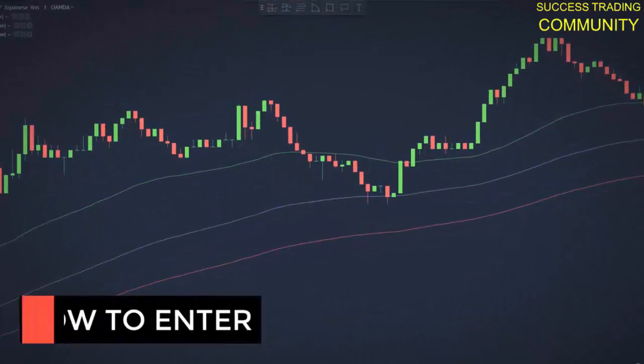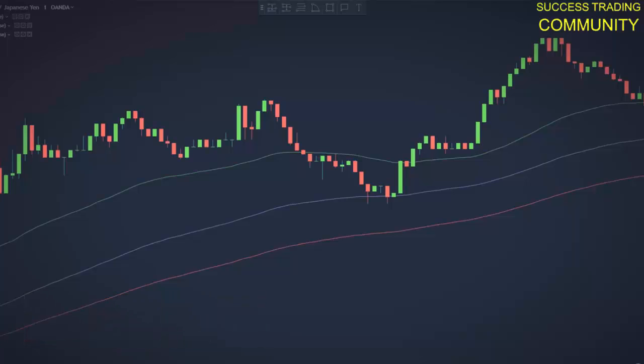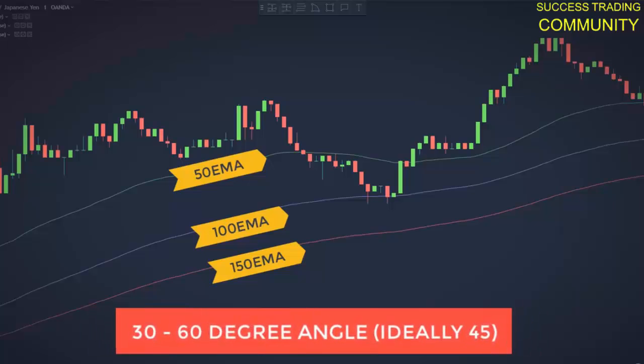Now, how to enter a trade? So the first step, the most important one, is to identify the current trend of the market. I know I'm repeating myself, but I want this to be crystal clear. All 3 EMAs must be trending in agreement in a bullish or bearish manner. Ideally, you want to see all 3 EMAs trending at a 45-degree angle, which identifies a strong trend. However, any slope ranging from 30 to 60 degrees will work just fine.